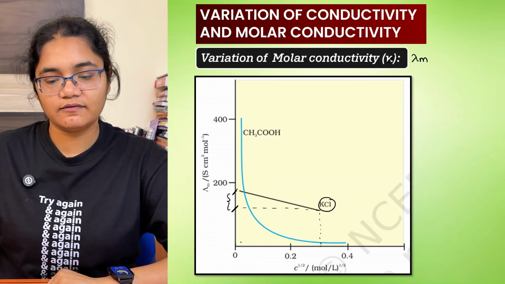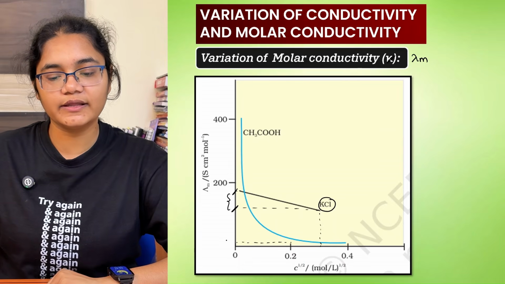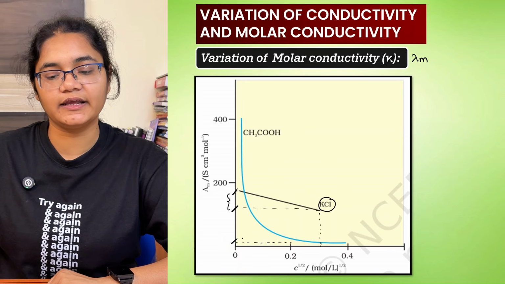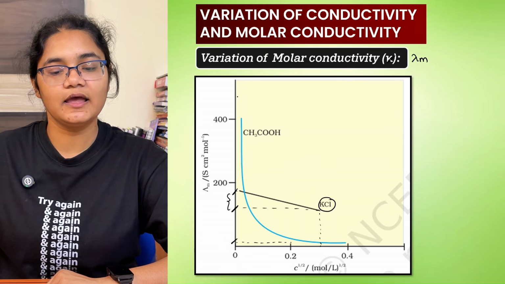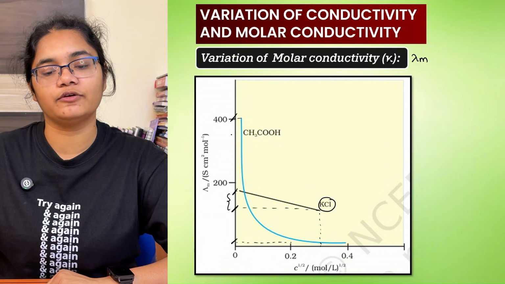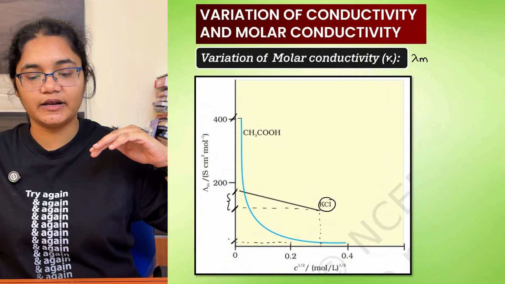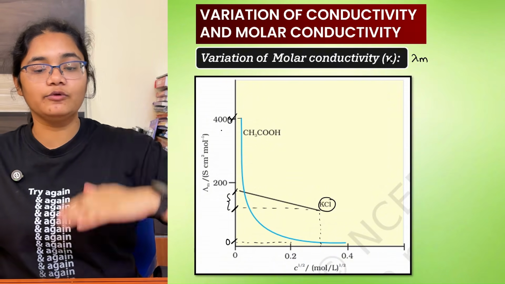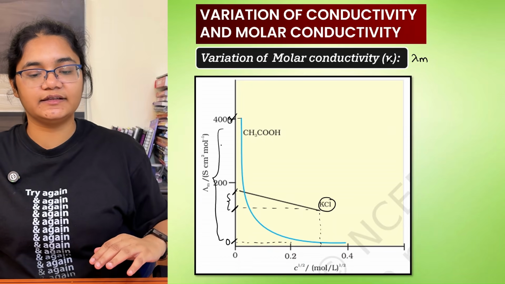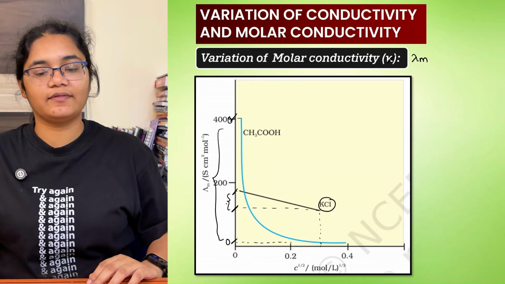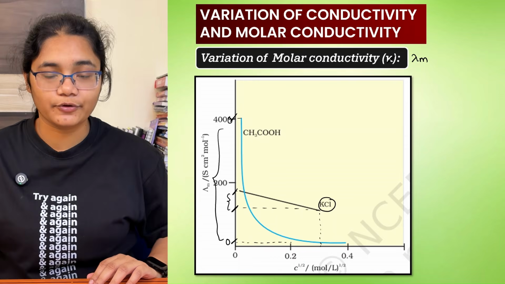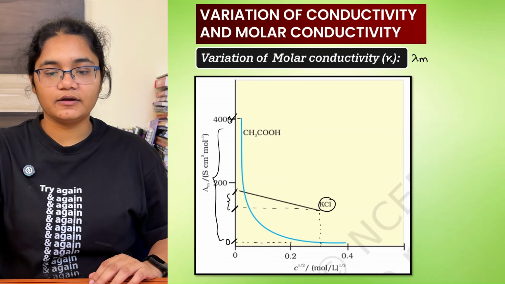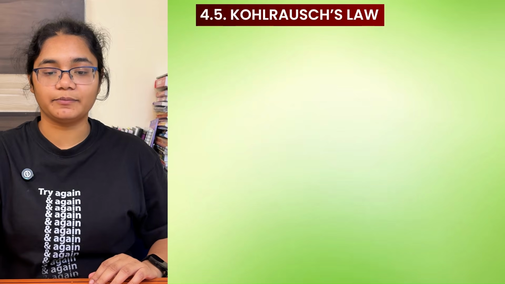Now for the other one, this is the value of molar conductivity earlier when the concentration was higher, but when the concentration decreased, this is the value of molar conductivity. So from somewhere near here to here, the value has increased so much. You can see the increase in value for weak electrolyte and the increase in value for strong electrolyte. So this is an important graph and it is asked in the exam, so prepare it thoroughly.